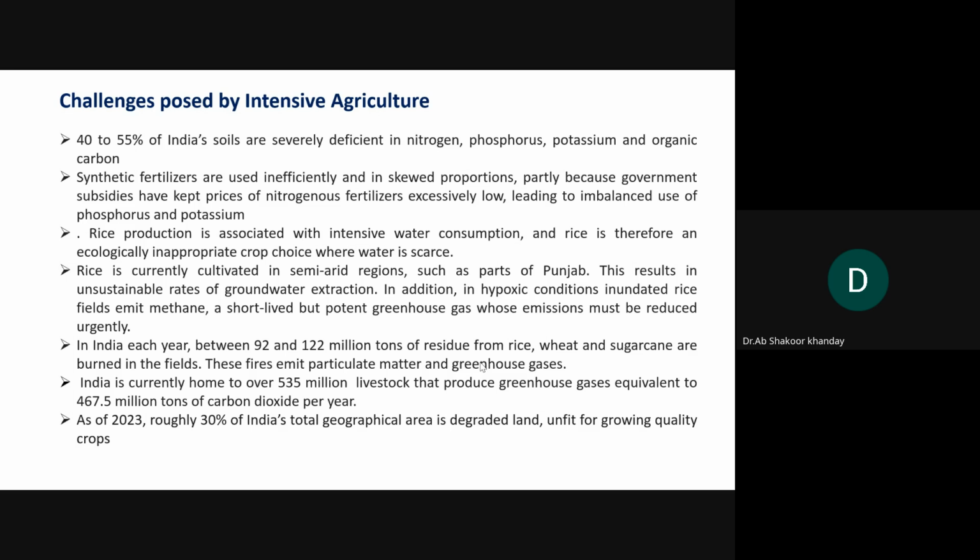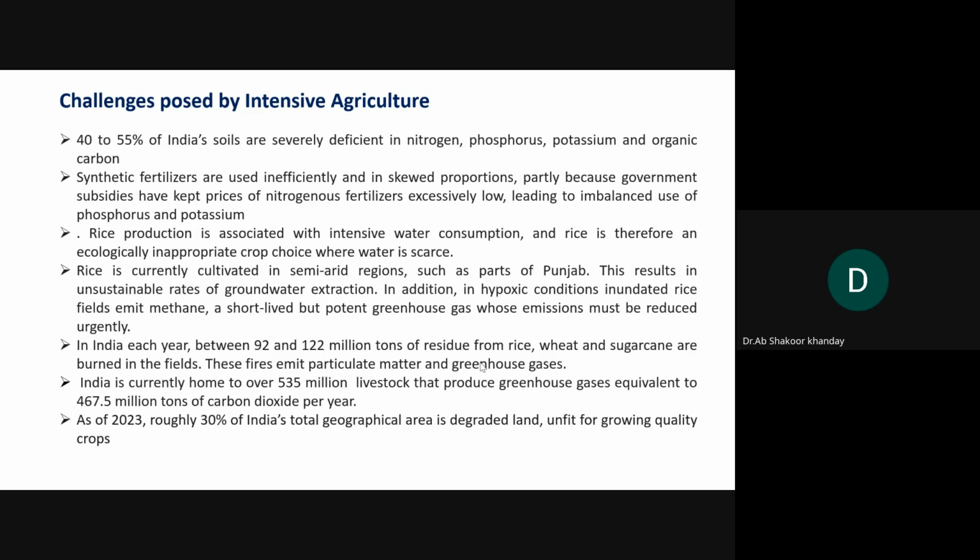Why has such a scenario happened? Because since the start of the Green Revolution, fertilizer and nutrient management hasn't been balanced. There has been a wide gap between the nutrient uptake or loss from the soil and the replenishment, as a result of which 40 to 55% of India's soils are severely deficient in nitrogen, phosphorus, potassium, and organic carbon.